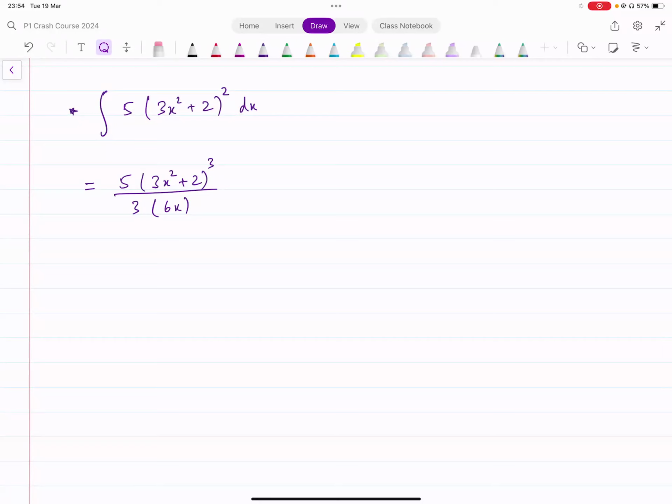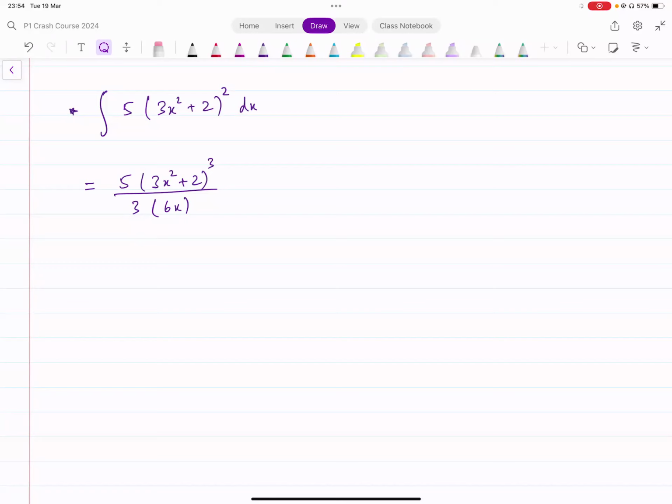Does everyone agree to this? 5 into 3x squared plus 2 whole raised to power 3 divided by 3 and also divided by 6x. Is this correct? How many of you think it's not correct? So I'll assume the others think it's correct, right? Does anyone think it's not correct? Sir, because two x terms are being divided. That's why. So what's the problem with that?